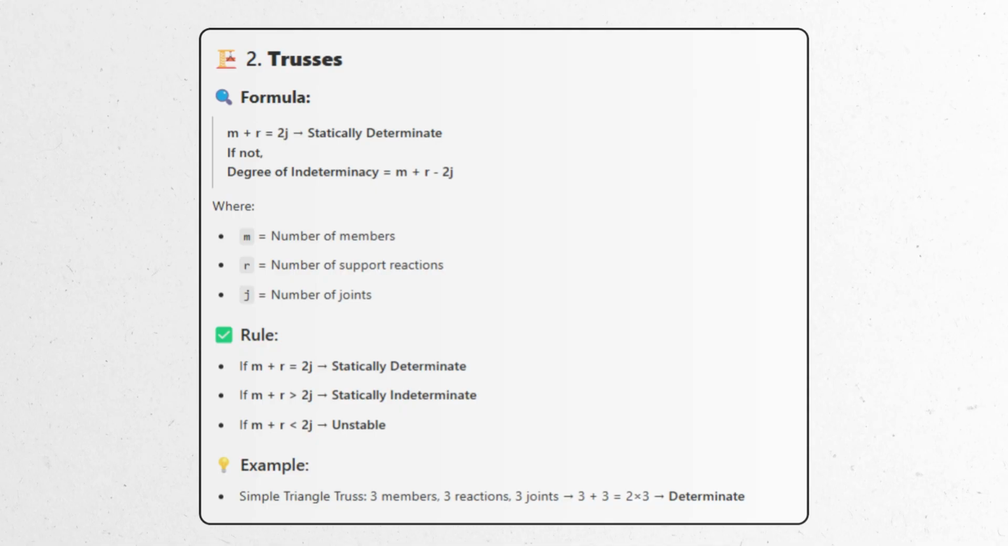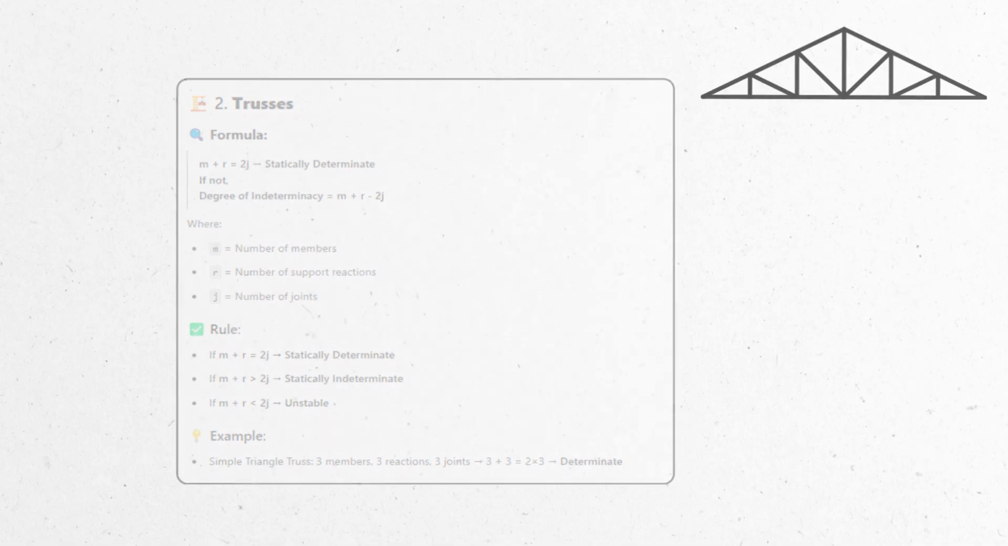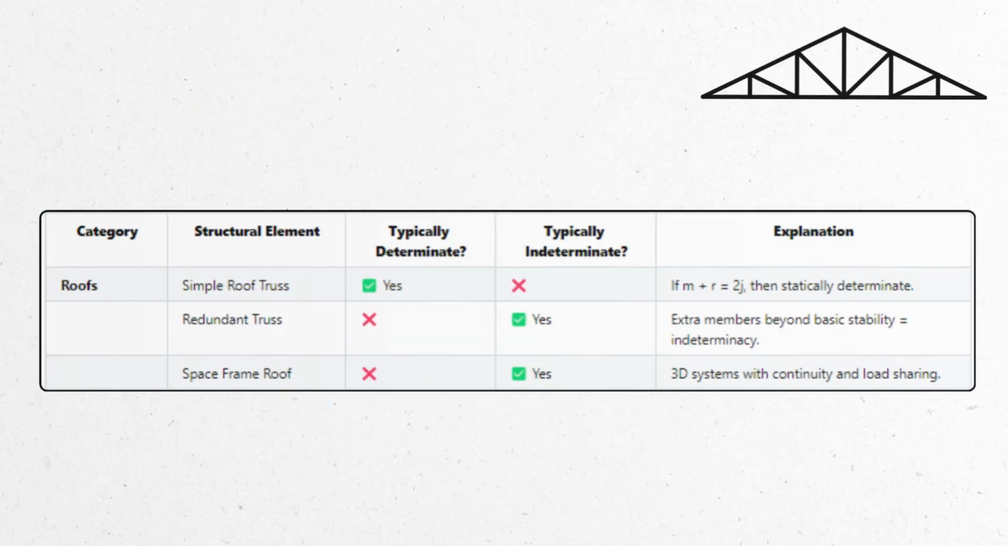For example, a simple triangular truss with 3 joints, 3 members, and 3 reactions. Substituting values, 3 plus 3 minus 6, the degree of indeterminacy is 0, so the truss is determinate. In the same way, we analyze redundant trusses and identify additional load paths.